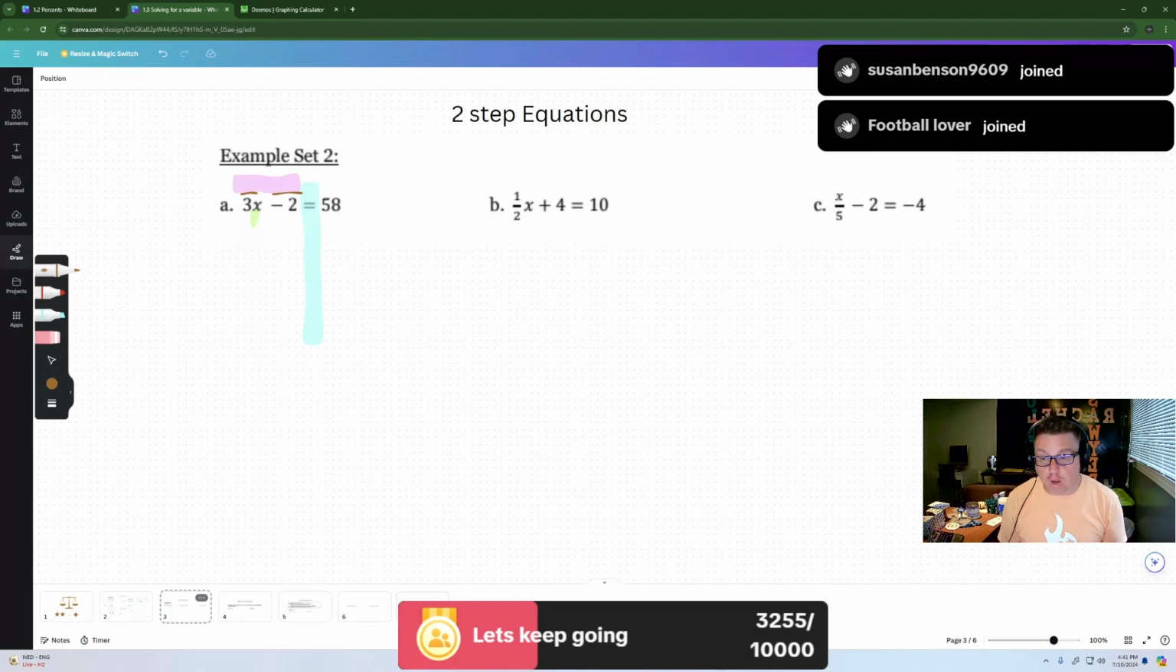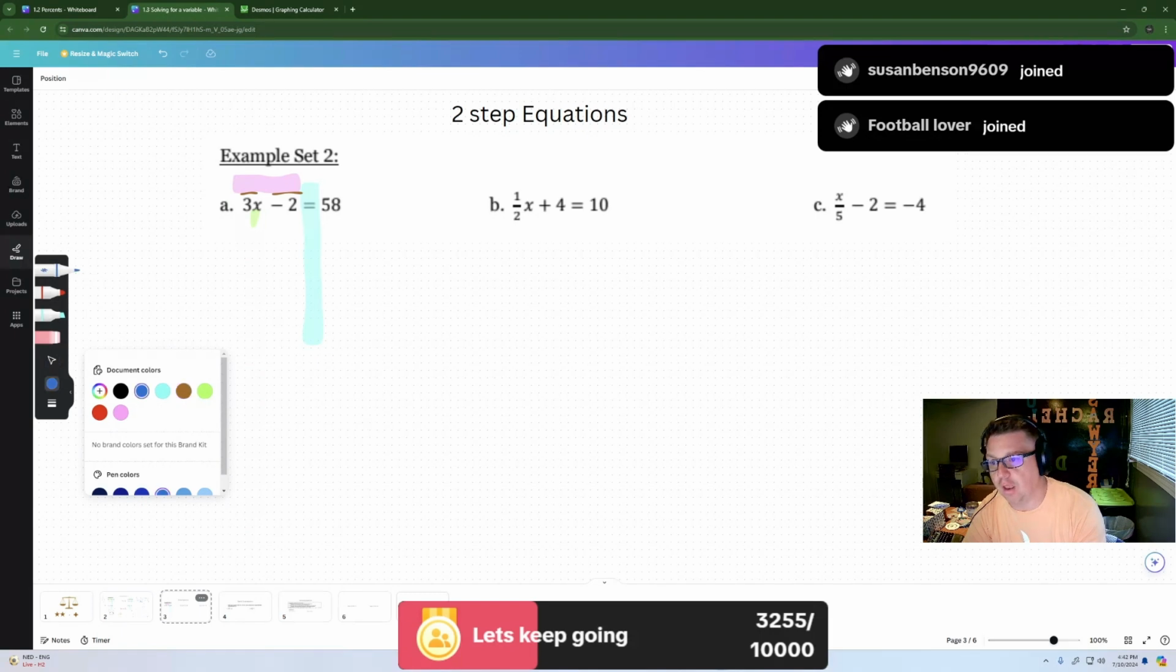But I've got two numbers here. I don't know where to start. So that's where we have to start reading it. And how we read it is 3x minus 2. So what's the one that's farthest away from your x? Is it 3x minus 2? Well, if we think about it, then that minus 2 is the last thing that gets said. So that tells me that that's the first thing I want to get rid of.